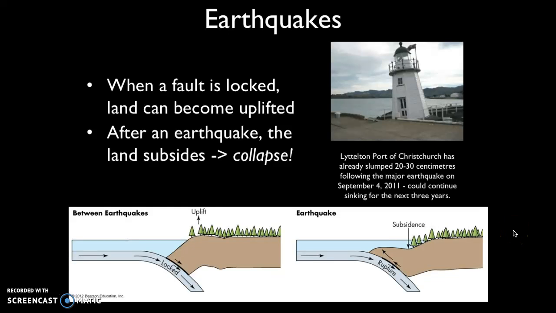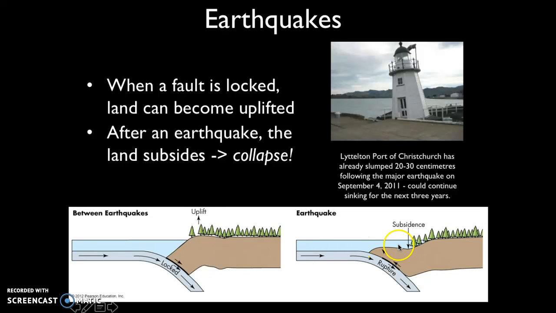Another way in which you can get subsidence is through earthquakes. So when you have a fault that is locked, as you have seen in the earthquake chapter, and there is uplift happening in the plate that is on top of the subduction zone, then when you have an earthquake, those plates shift. Due to the shifting, the plate that was on top of the subducted plate is overall going to go up, but certain parts of it are going to spread, as you're seeing in the diagram below.